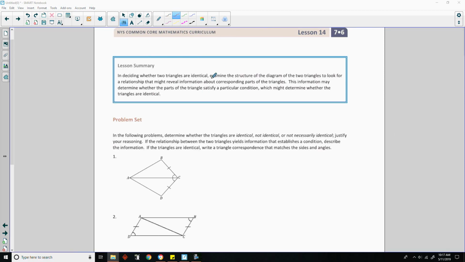Okay, on to page 6. That is the end of lesson 14. Review the lesson summary and go to your problem set.